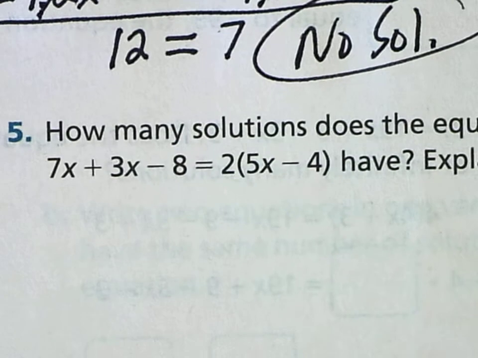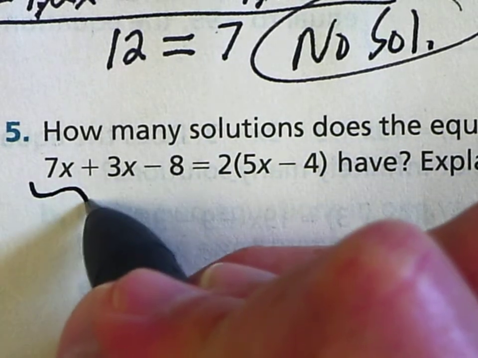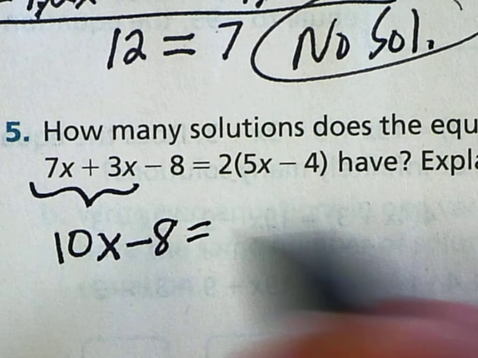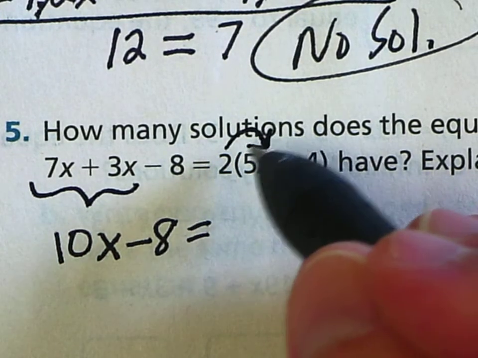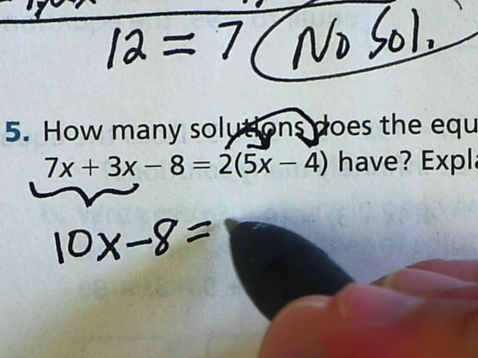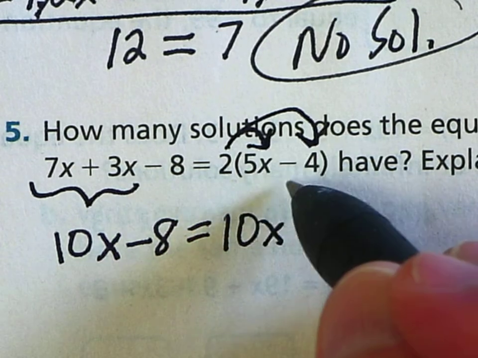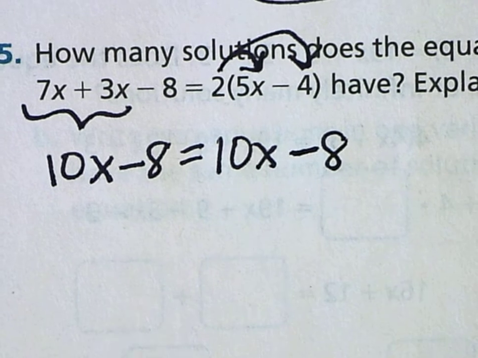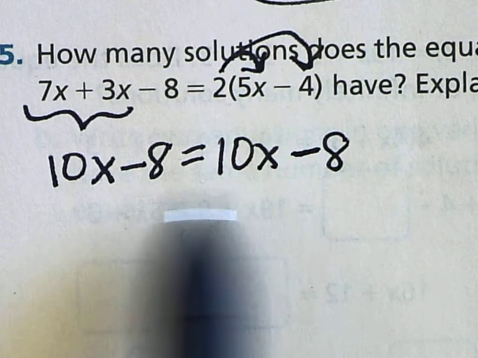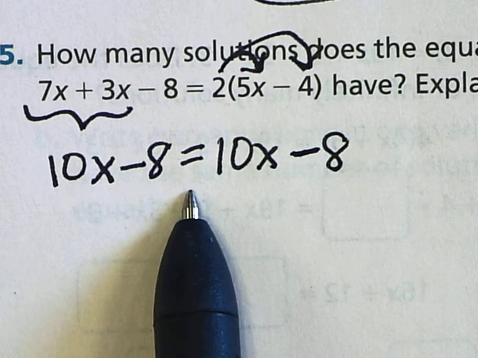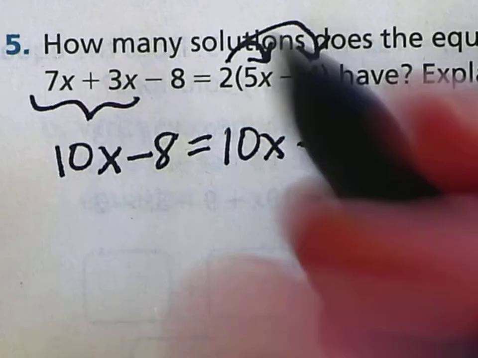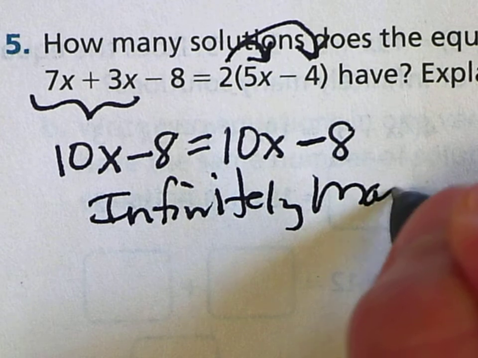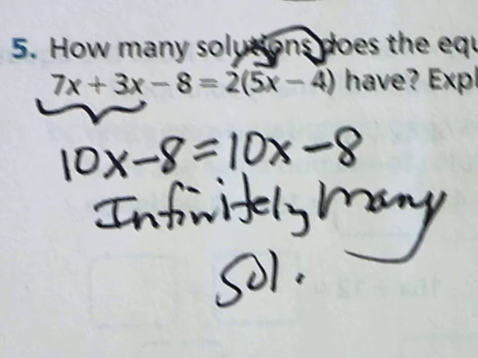Okay, so now let's do one last one. So I have the 7x plus 3x, that equals 10x, and then I have minus 8. Now let's use distributive property here and multiply. 2 times 5x is 10x, and 2 times a negative 4 would be negative 8. So folks, you can see this is true. I have the exact same thing on both sides. 10x take away 8 does equal 10x take away 8. So since this is a true statement, this would be infinitely many solutions. I hope that helps.